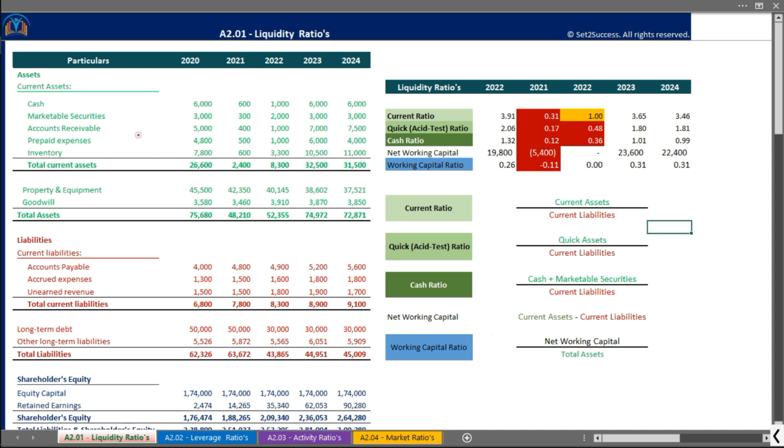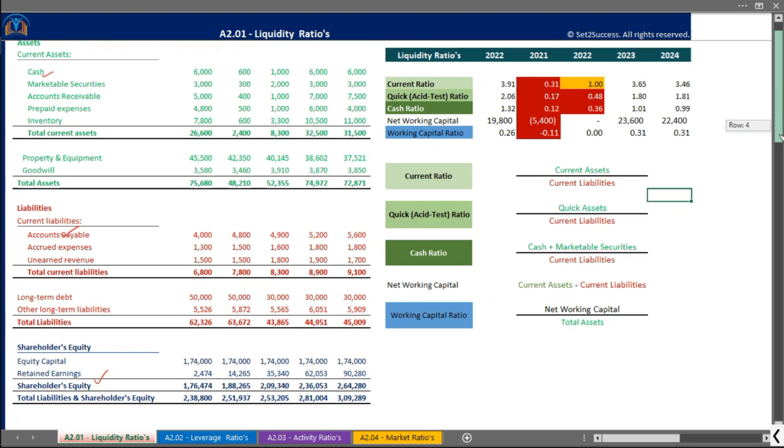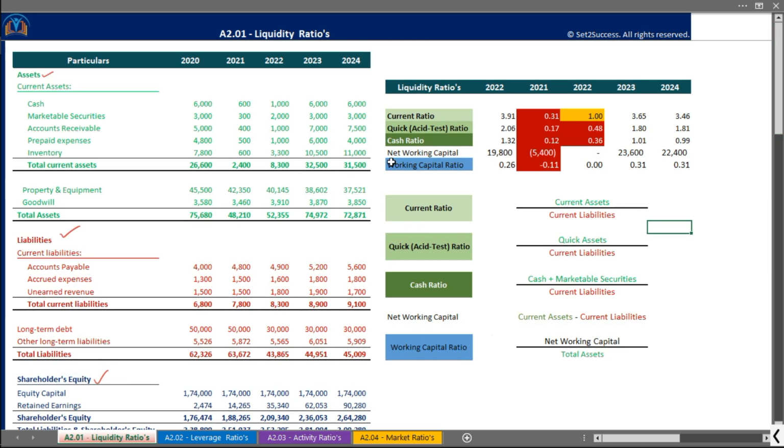So here we have the balance sheet. Assets are given, we have liabilities, and shareholders' equity is given. Okay, now let us calculate the current ratio, quick or acid test ratio, cash ratio, net working capital, and working capital ratio.